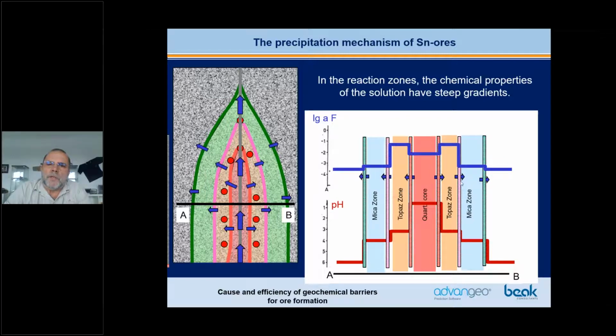And here in these reaction rims, the chemical composition of the solution has a very steep gradient, so it loses fluorine here a little bit because fluorine is also fixed in the mica, but much fluorine is consumed here, when the topaz is formed. And the loss of fluorine results in the settlement of the cassiterite, because the cassiterite is transported as fluorine complexes in this acid high temperature solution. So it is settled mainly here and here, as well as in this quartz core. But if the quartz core is getting bigger, the cassiterite is dissolved again and moved further to the topaz and the mica zone. So we have this barren quartz core.